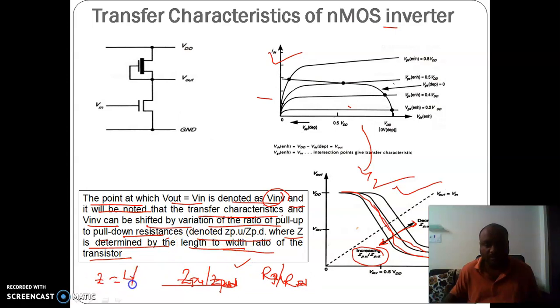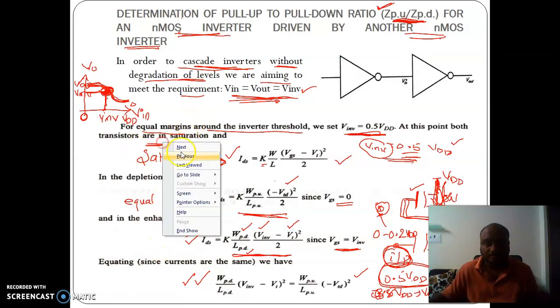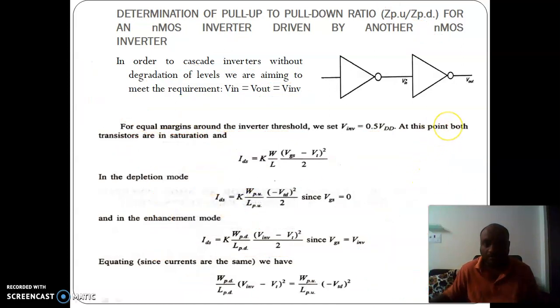Z is determined by L by W of the device. Length and width are the geometrical parameters of the device, which are known to you. So what is of our interest is to calculate the ZPU by ZPD ratio for an nMOS inverter driven by another nMOS inverter. So we have taken this into consideration.